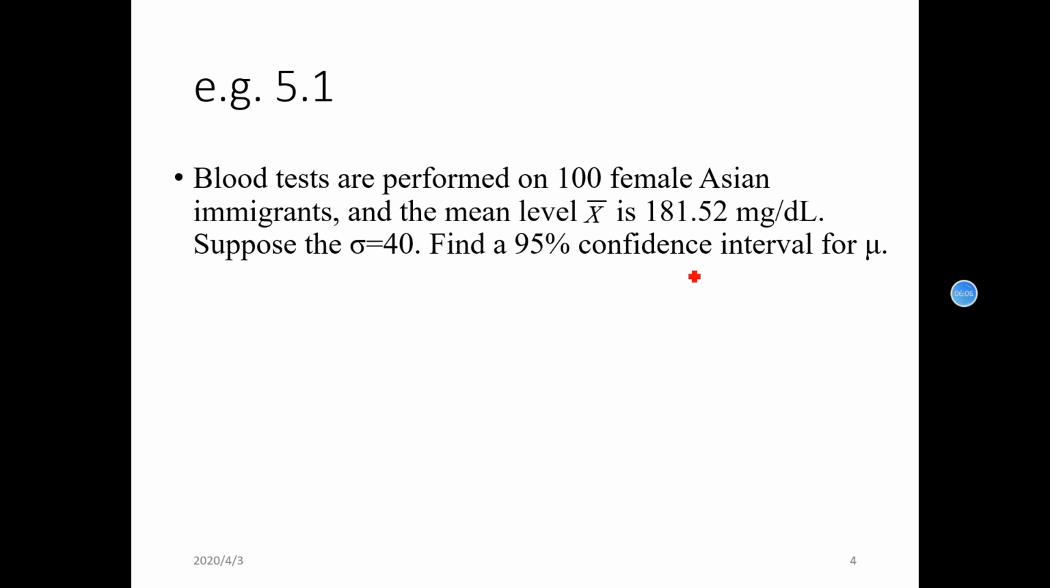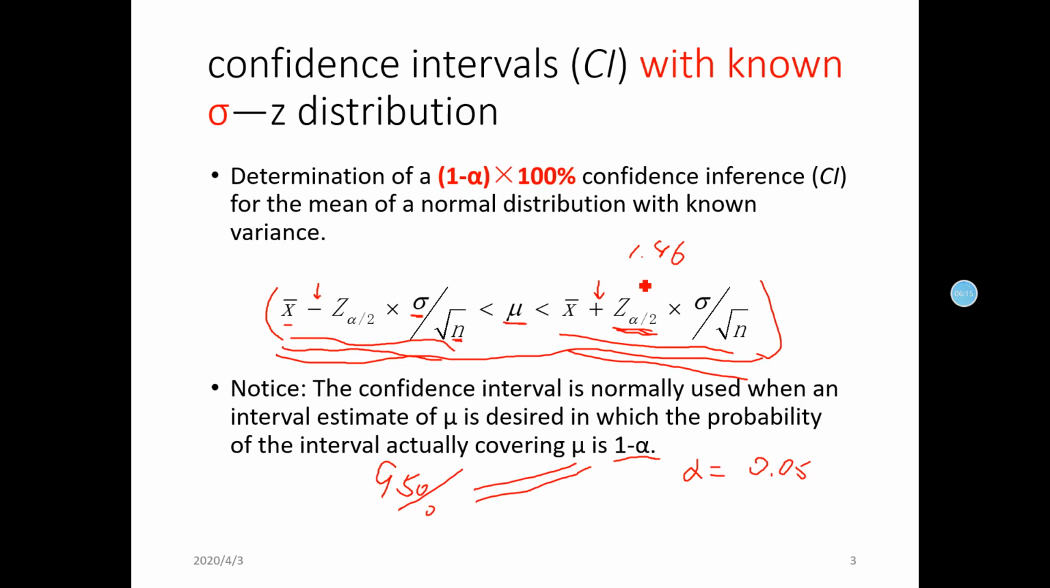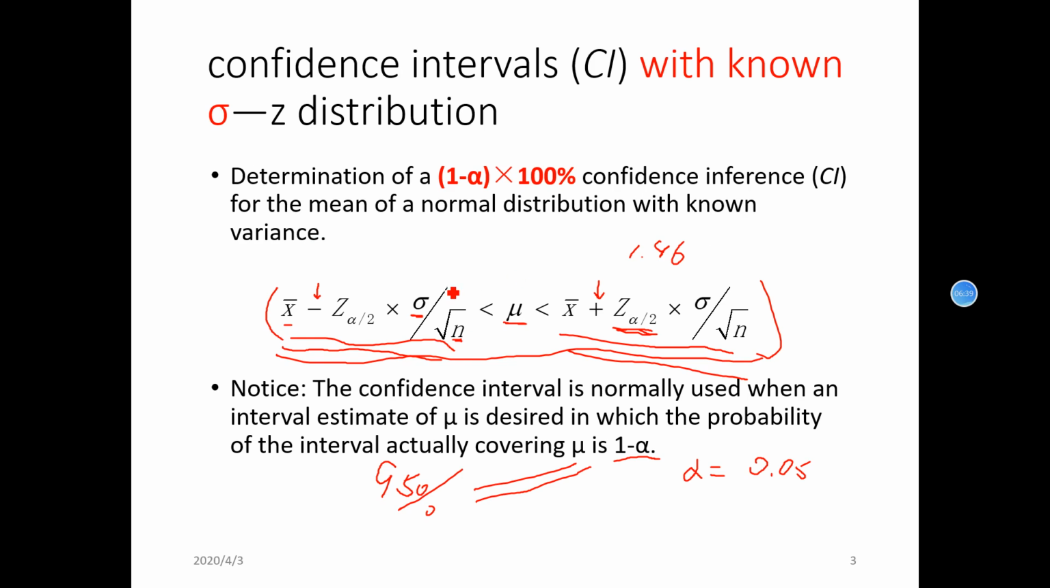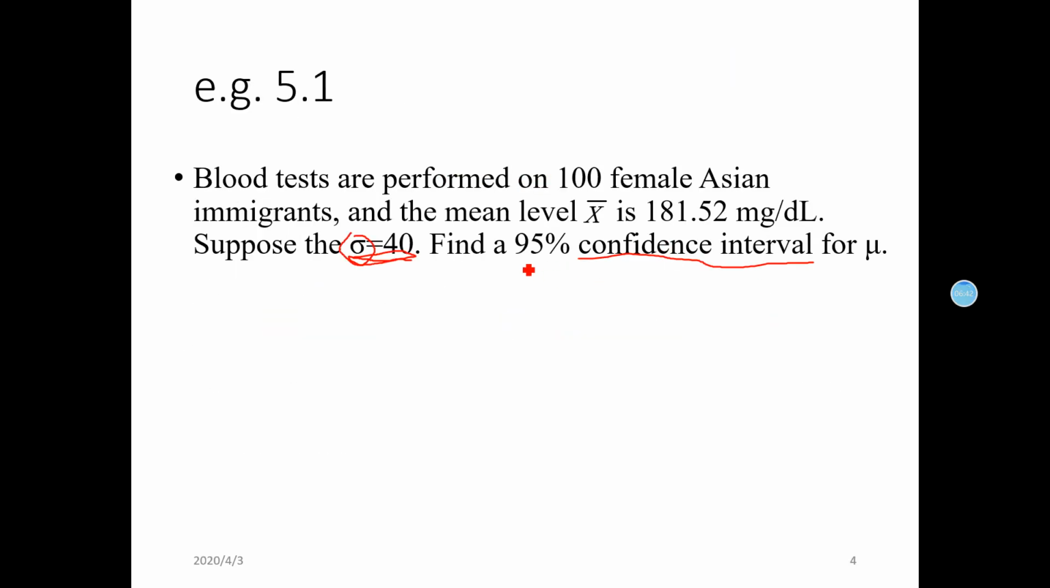So here we can find that the purpose of the research is to calculate the confidence interval, so we can just use this formula. Next, let's find if there is sigma in this question. Yes, it's here. Sigma, right? Suppose sigma is 40. That means sigma is given in this question. So when we want to calculate the confidence interval with the given sigma, we can use this formula, and we find that the probability for the confidence interval is 95%, so alpha equals 0.05.